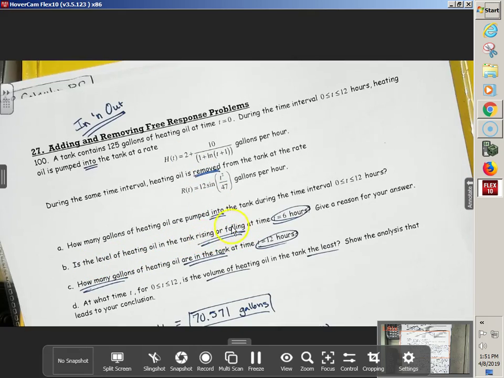Rising or falling, isn't this looking at the derivatives of the level of the oil? Rising or falling is like increasing, decreasing. It's like looking at the primes. Wait, who are the primes? These guys.